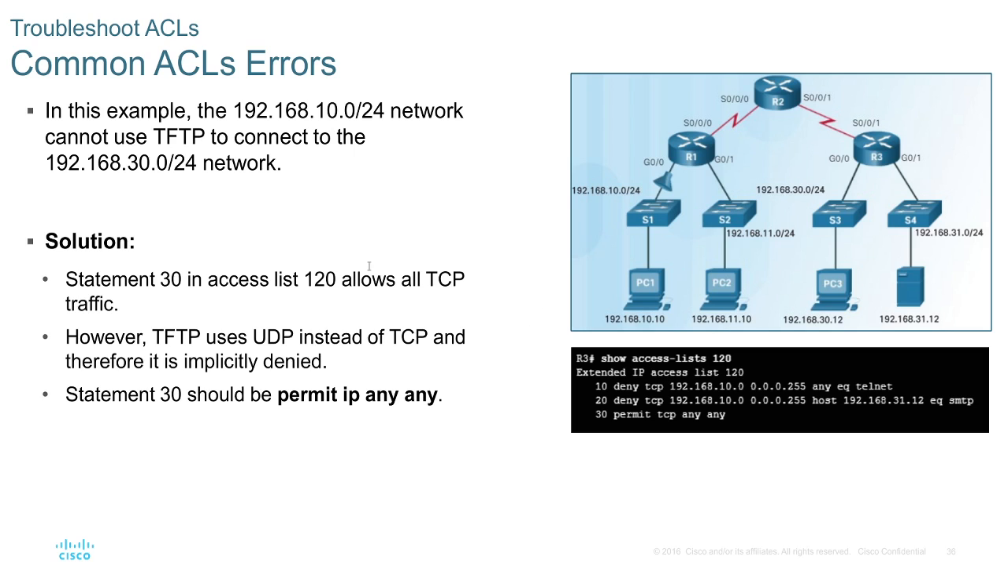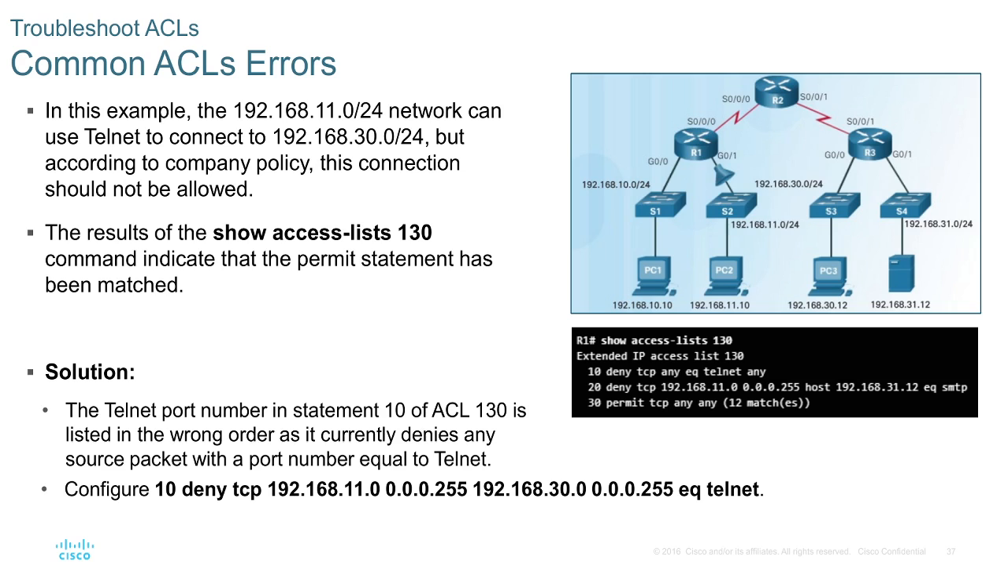For example, in this case, the problem is that statement 30 is allowing TCP traffic, but TFTP uses UDP, not TCP. So if we use TCP here, it will not allow UDP traffic. What we will have to do is make it a permit IP statement, so it will allow both TCP and UDP. Again, these are some of the common errors that we may encounter with ACLs.